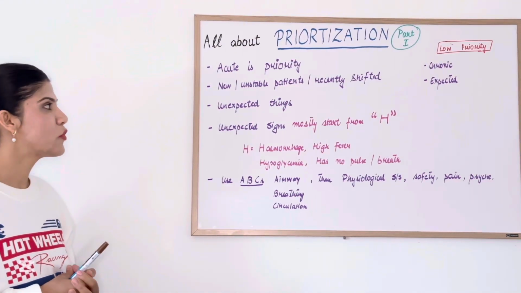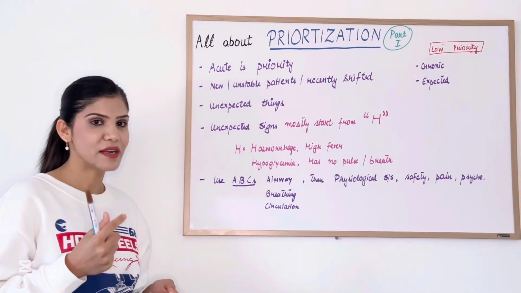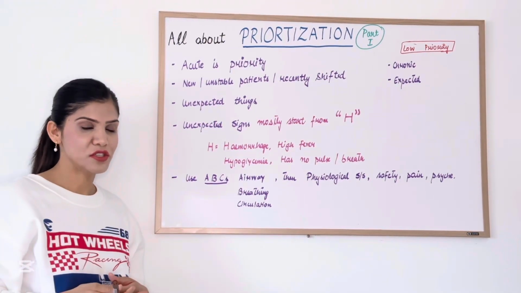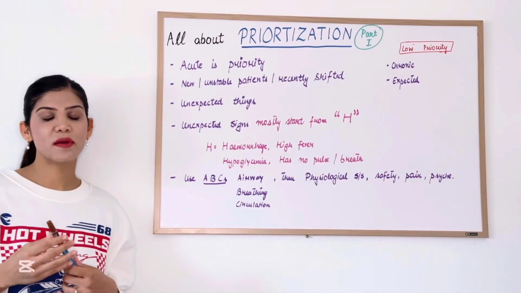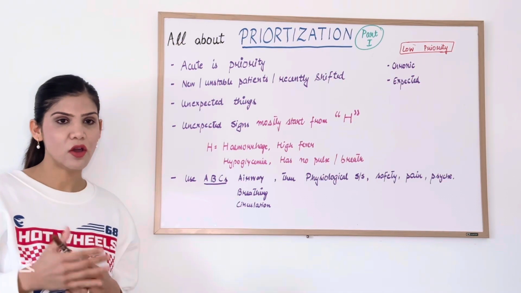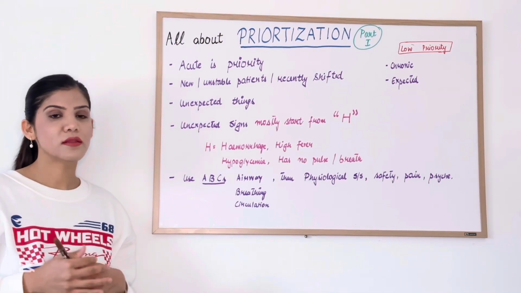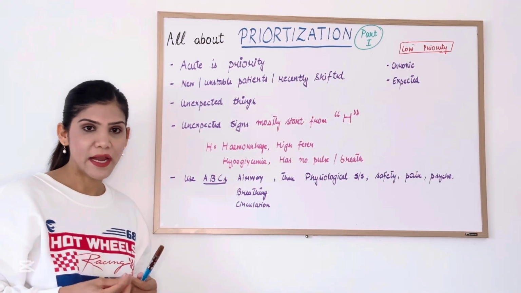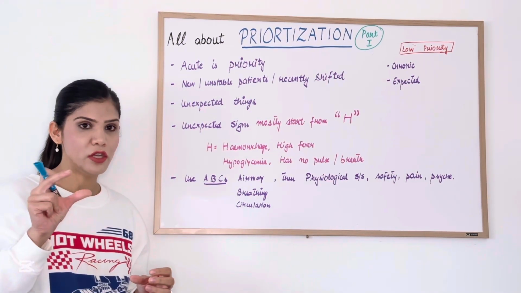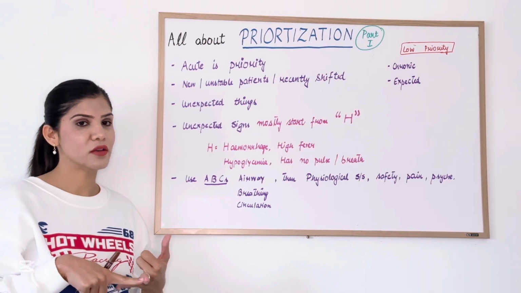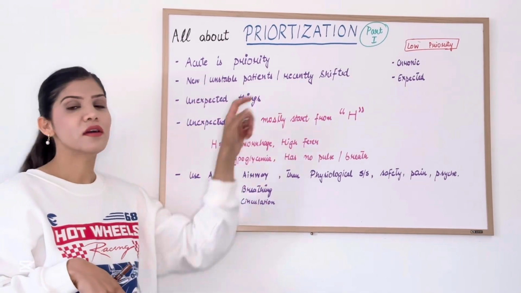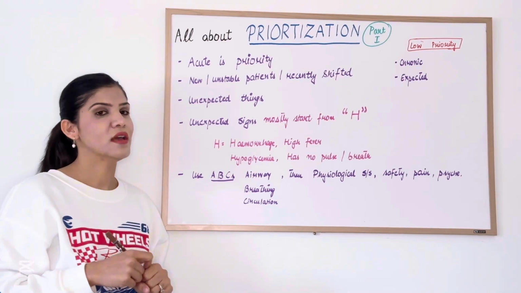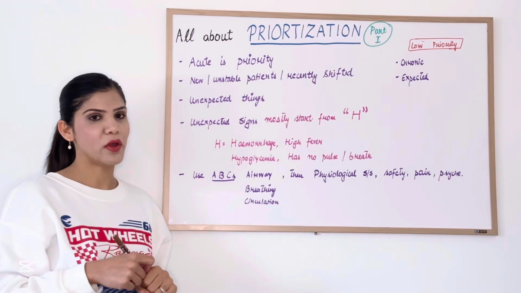And then look for something in the question that says new, unstable patients or recently shifted patients, because assessment is one of the priorities in the options we have to look for. And the patients who are recently shifted, newly diagnosed, newly admitted, wherever you see the words newly admitted, newly diagnosed, unstable patients and recently shifted patients, they are the ones who need assessment, and assessment is one of the priorities.